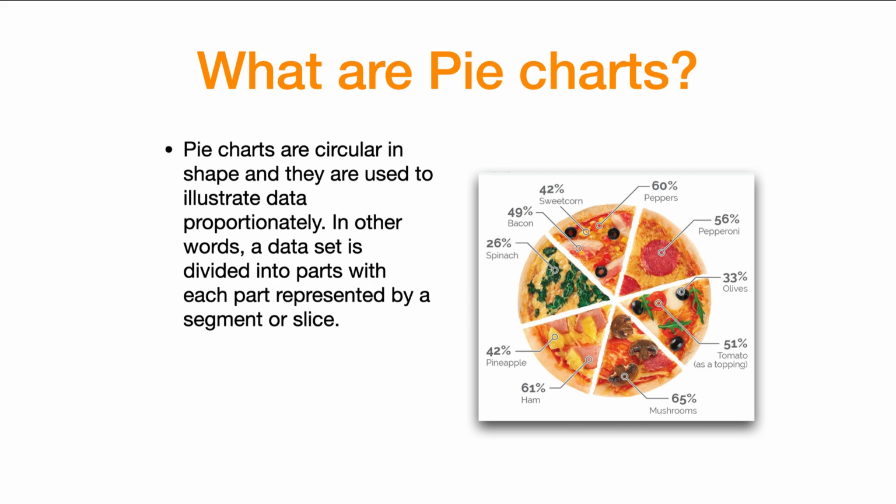What are pie charts? Pie charts are circular in shape and they are used to illustrate data proportionately. In other words, a dataset is divided into parts with each part represented by a segment or slice.